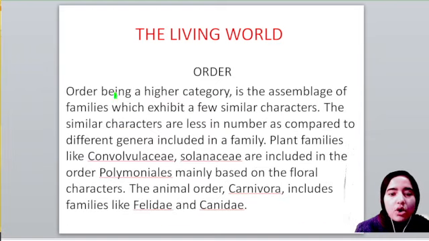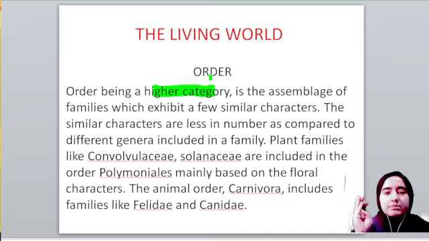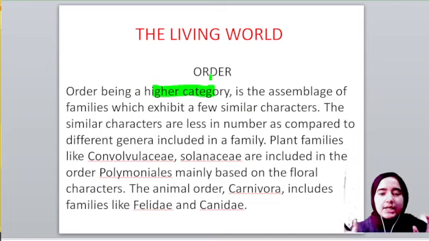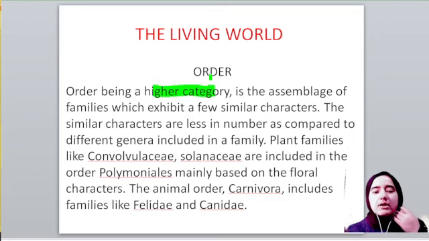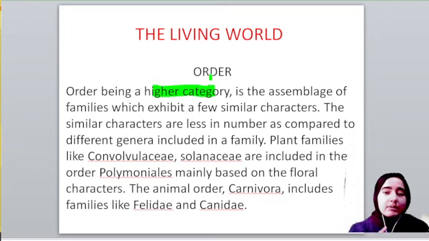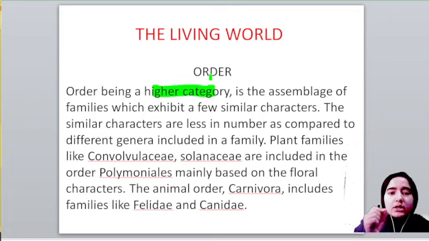What is order? Order is a higher category than genus, species and family. It includes families with similar characteristics. For example, we have plant families, as I already mentioned, one of them Solanaceae, which includes the genera Solanum, Petunia and Datura. But we have other families as well, like Convolvulaceae and Solanaceae. They are put under order Polymoniales, okay.